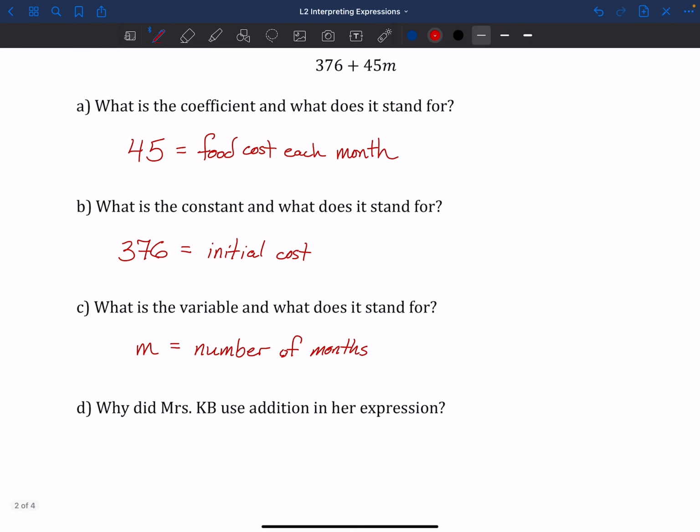Last but not least, why did we use addition here? To answer this, think about why we didn't use subtraction, or why we didn't multiply. We didn't use subtraction because we're not taking away the cost from the initial cost. We're adding on money. That's really what's going on. We are doing this to combine to get a total cost.